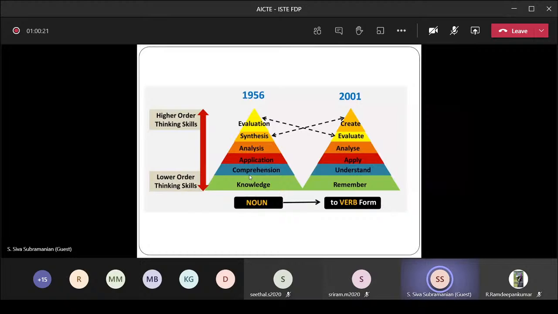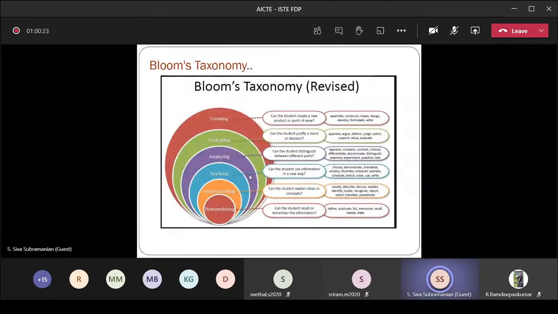So this is the general revised Bloom's taxonomy. Looking at the inner circle, the remembering concept, the question that comes to mind is: can the student recall or remember the information we give in the class? The keywords you can use to check whether the student has remembered are define, list, memorize, state. If my question is define Ohm's law, or state Newton's second law, that gives a remembering level.